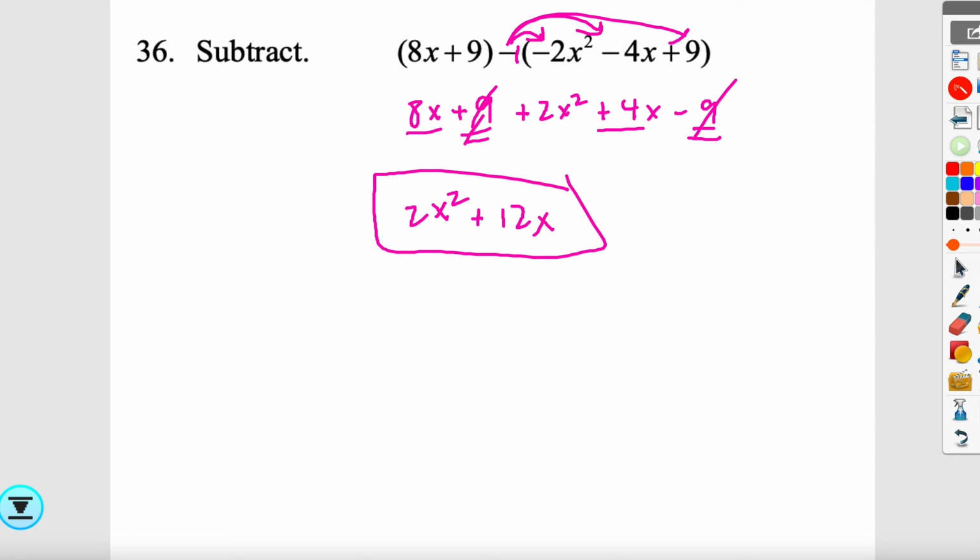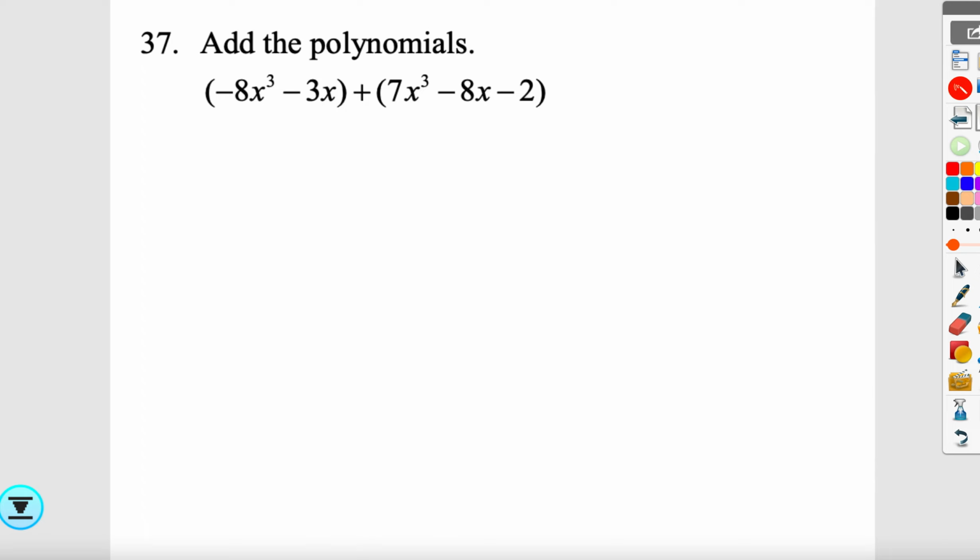So let's move on. Adding polynomials. So adding polynomials is a little easier than subtracting. There's like an invisible 1 here that we will distribute, but when you multiply by 1, you just pretty much get rid of the parentheses, right?